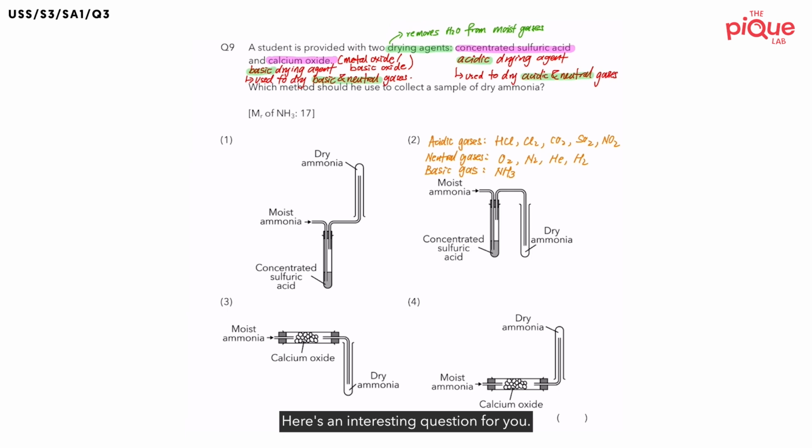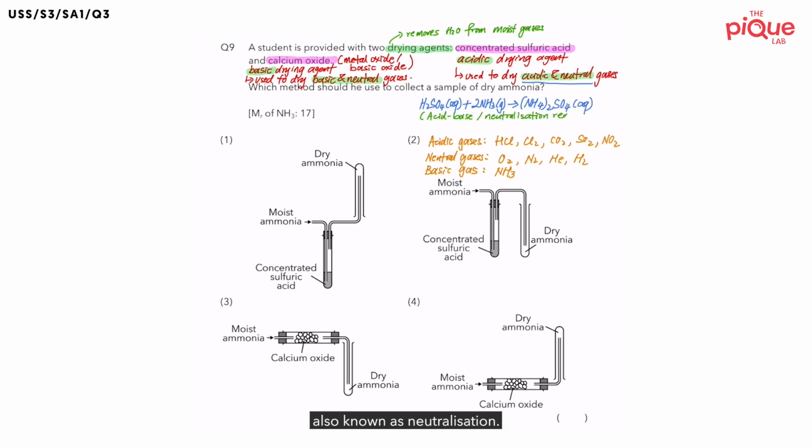Here's an interesting question for you. We know that concentrated sulfuric acid is used to dry acidic and neutral gases. What do you think will happen if we were to use concentrated sulfuric acid to dry ammonia? Can you write the equation to represent this reaction? Being acidic, sulfuric acid reacts with ammonia, which is a base, to generate ammonium sulfate via the acid-base reaction, also known as neutralization. Therefore, if we were to use concentrated sulfuric acid to dry ammonia, we are effectively destroying ammonia.